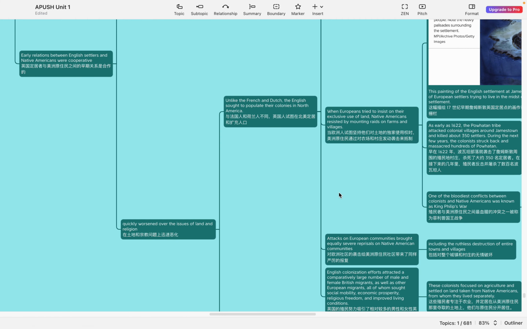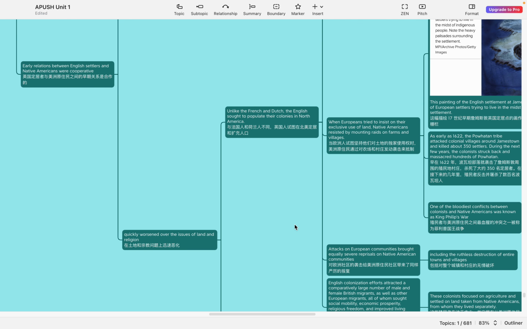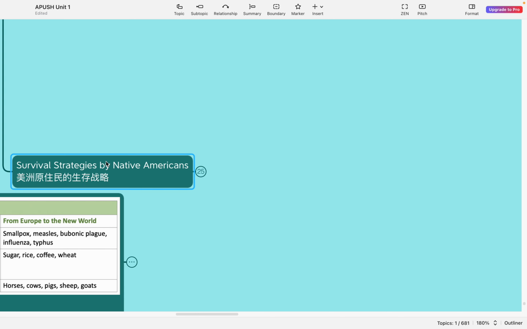In summary, each European power had its own colonial playbook with varying strategies and outcomes. Whether through friendly trade, strict control, or outright displacement, the European colonization of the Americas reshaped the continent and set the stage for centuries of change. Given the diverse colonial approaches and interests of Europeans, Native Americans had to get creative with their survival strategies.